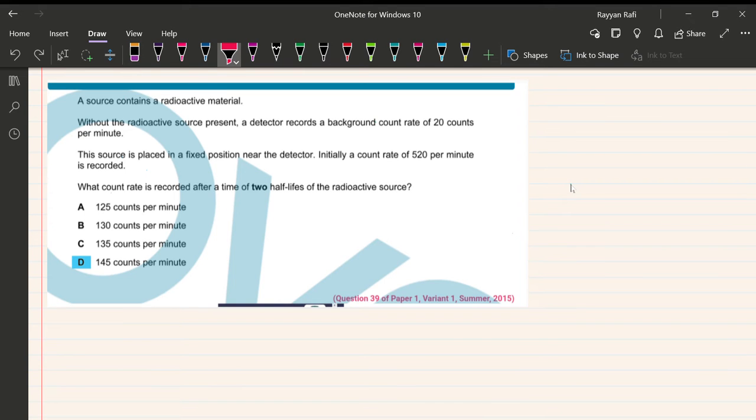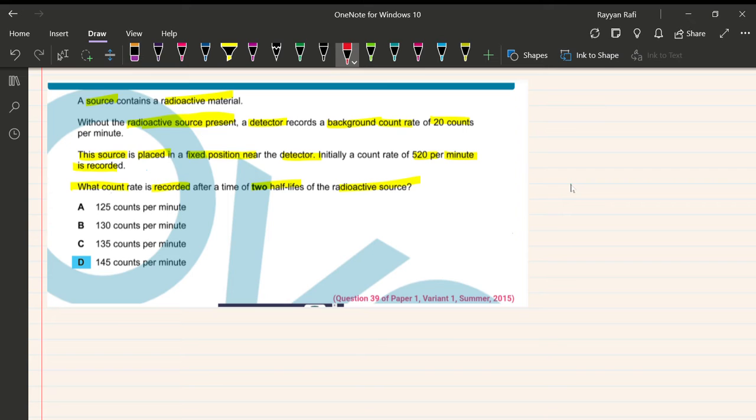With a source contains a radioactive material. Without a radioactive source present, a detector records a background count rate of 20 counts. This source is placed in a fixed position near the detector. Initially, a count rate of 520 per minute is recorded. What count rate is recorded after a time of 2 half-lives of the radioactive source?